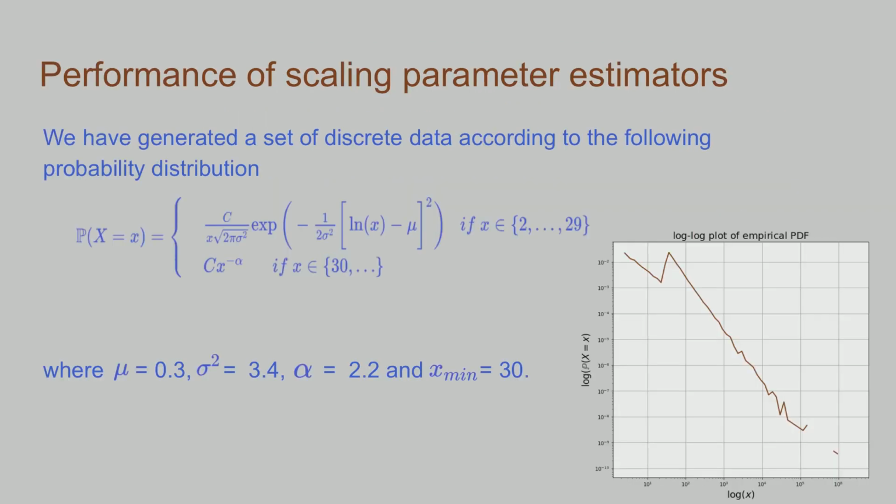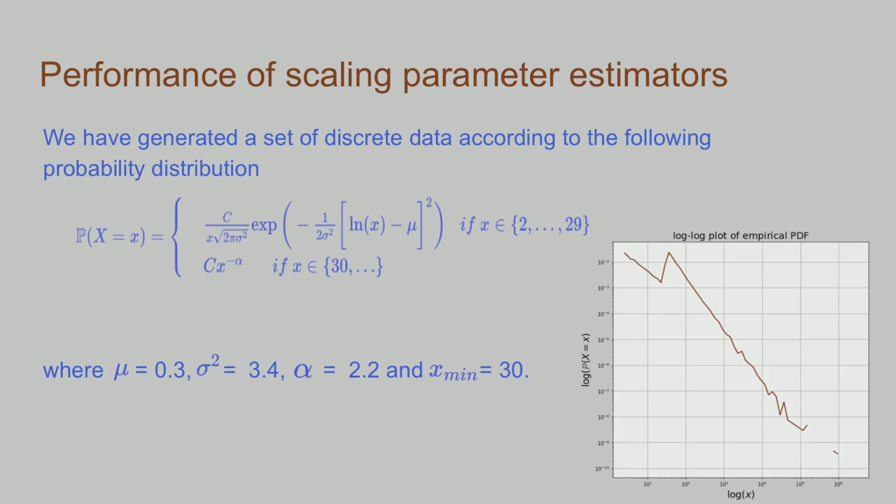So, to assess the performance of these estimators, we used a non-parametric bootstrap procedure. We generated a set of discrete data according to the distribution that you can see in the slide. What matters is that the sample size is about 12,000, and that we generated discrete values of the variable between 2 and 29 with a non-power law distribution, and then we generated the tail of the distribution as a power law, where the parameters are 2.2 and x-min is 30. So, can we recover the true value of the scaling parameter by using maximum likelihood estimation?